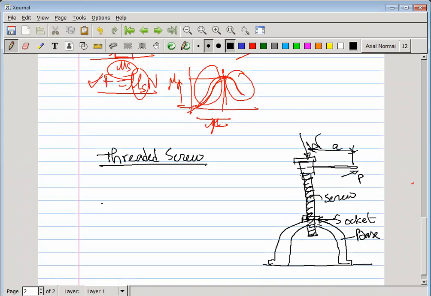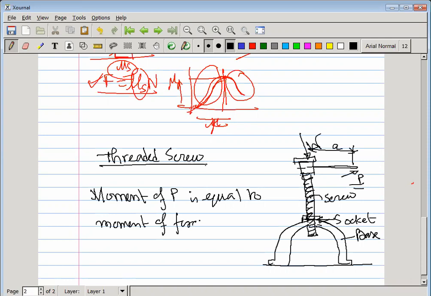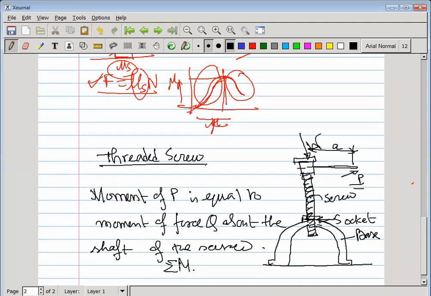Try to understand this: the moment of force P is equal to the moment of force Q about the shaft of the screw. Okay, so what does that mean?